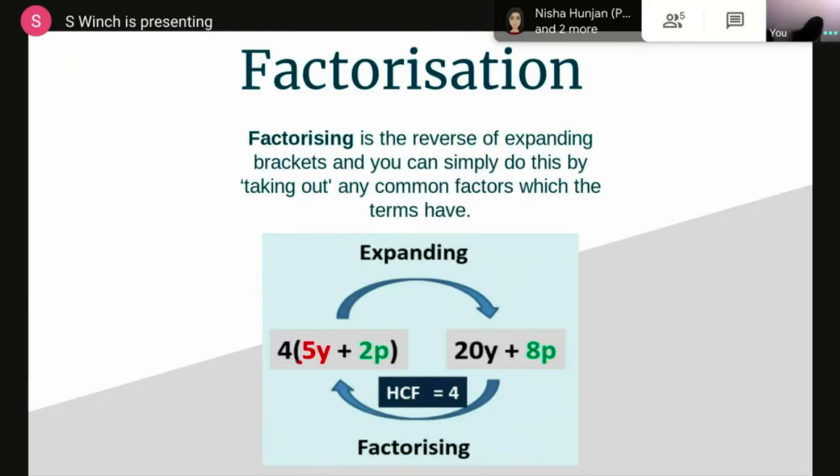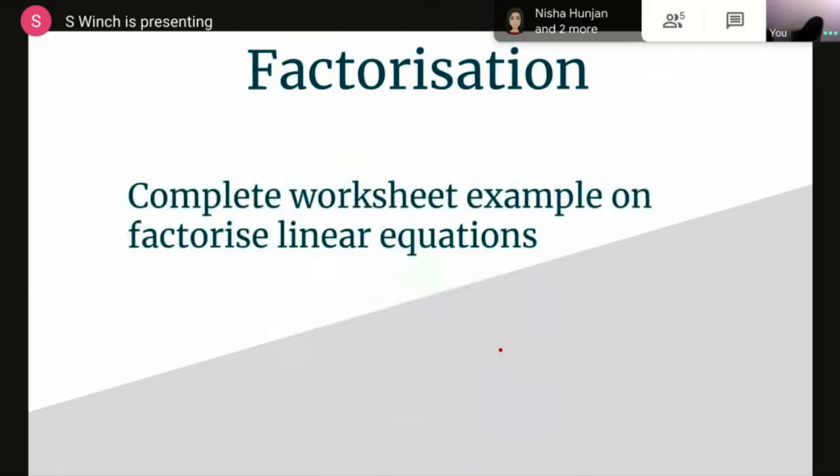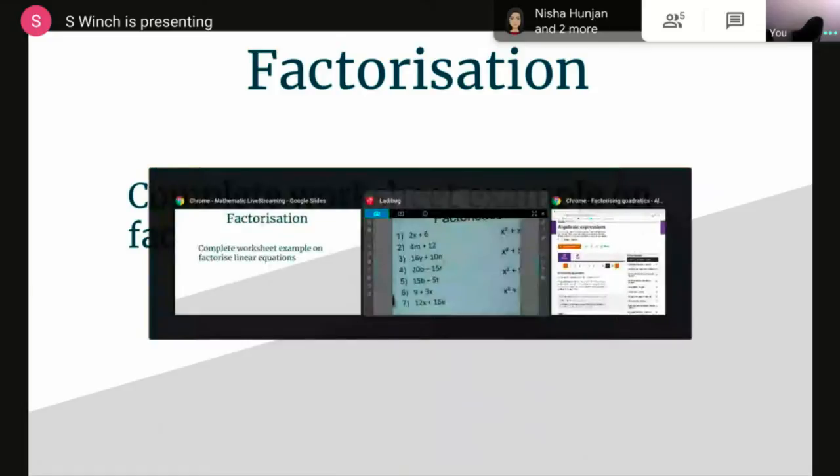And then once we've done that, we've just got to work out what's 20 divided by 4. That gives us 5y. And 8p divided by 4 gives us 2p. Okay, and of course there's one addition sign. We've got to take that with us. So let's have a look at some examples on my screen.